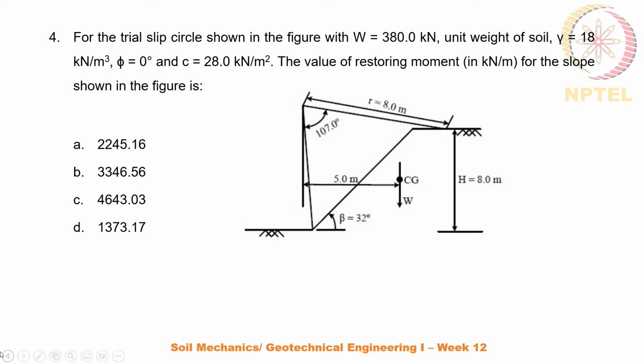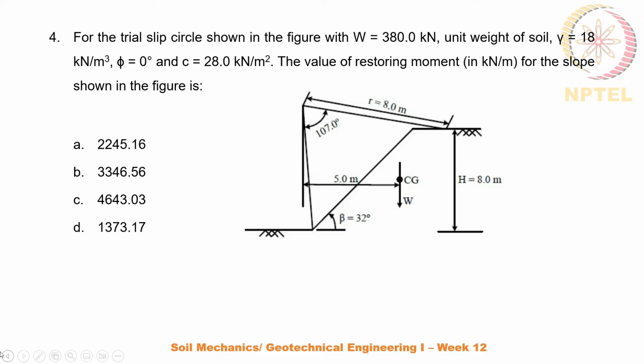So option A 2245.16, option B 3346.56, option C 4643.03, option D 1373.17. So the total height is given in the figure as 8 meter, and all the other values are provided in the figure itself. Like the angle with the horizontal, the total height, everything is provided in the figure. So what is the value of the restoring moment?